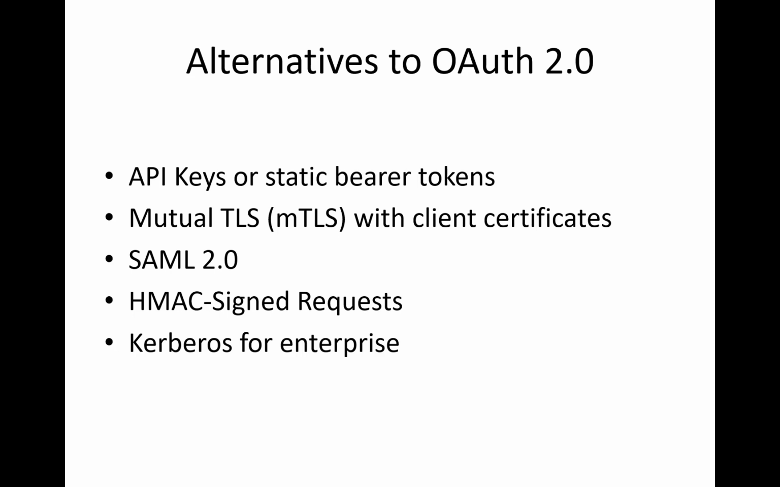HMAC signed requests, used by cloud platforms like AWS, for example in Signature Version 4. It uses a cryptographic signature in the request headers to ensure authenticity and integrity. Kerberos, more common in traditional enterprise Windows environments. It relies on a central ticket granting authority and is tightly coupled to domain infrastructure. These are all legitimate tools depending on your ecosystem and security model.